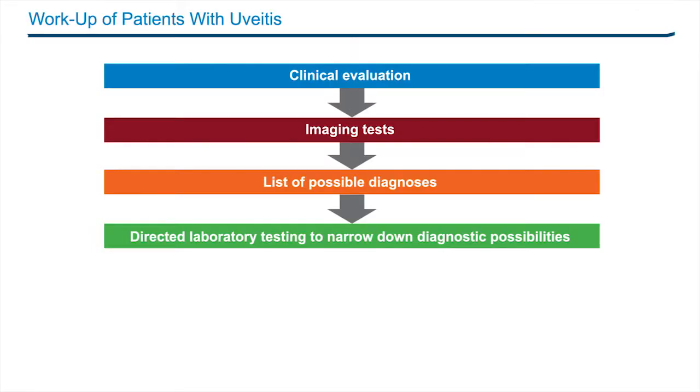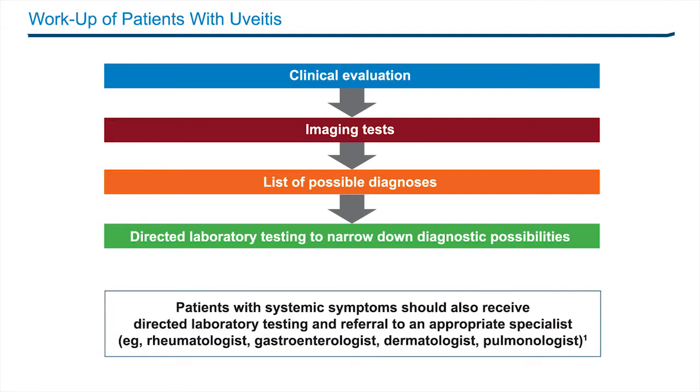We determine the need for laboratory testing based on the clinical evaluation and then the imaging test. And then we generate a differential diagnosis or list of possible diagnoses, and then we do very directed laboratory testing to narrow down the diagnostic possibilities. Patients who have systemic symptoms and complaints may also receive directed laboratory testing, and we may also refer them to an appropriate specialist, for example, the gastroenterologist, dermatologist, rheumatologist, or pulmonologist. The systemic disease manifestations of uveitis always must be kept in mind.